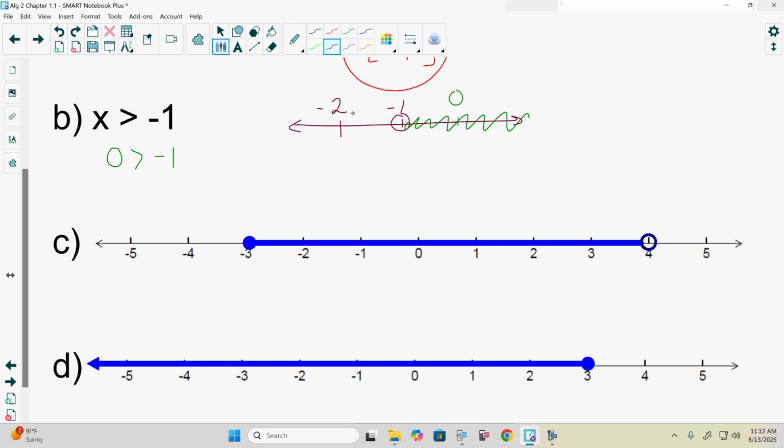Now we could have also picked -2. Is -2 greater than -1? No, that's a bigger negative. It's smaller. So this is false, and that number should not be included in the shaded region. It is not a part of the solution. It is not a part of this expression. So it should not be in the shaded region. Kind of make sense?